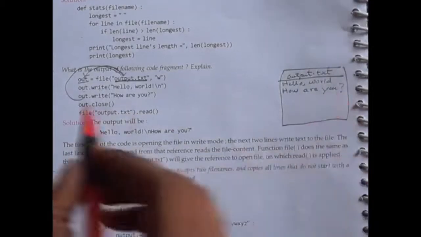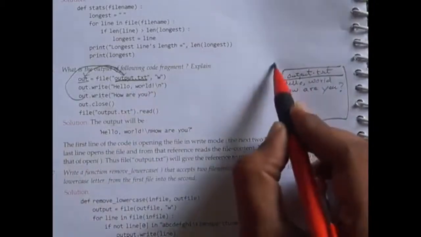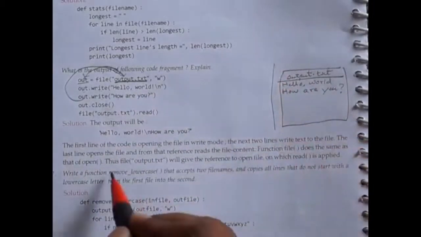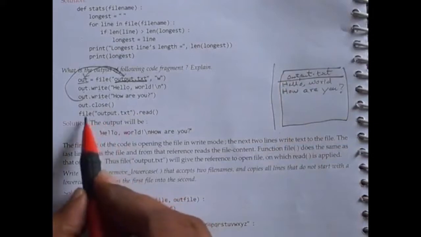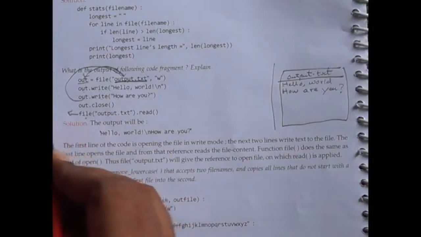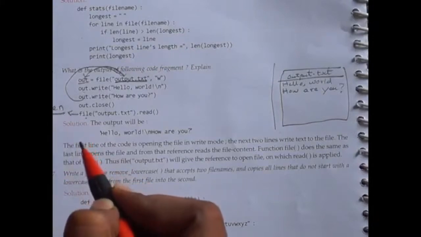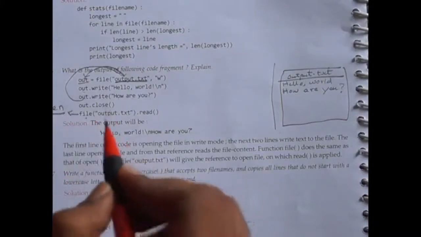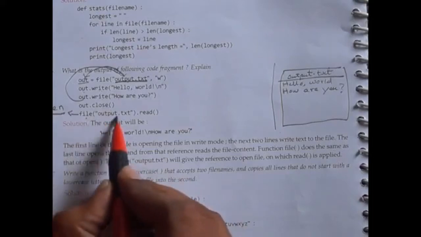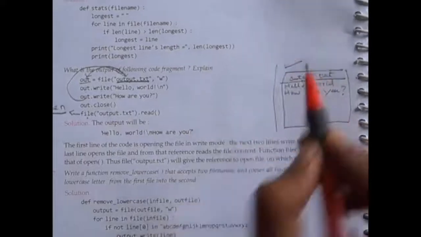Okay, fine. Then out.close means this file will be closed. Then file. What is this file? This file is a keyword which is an alternative for the open function. So output.txt will be opened again. This function will be opened again.